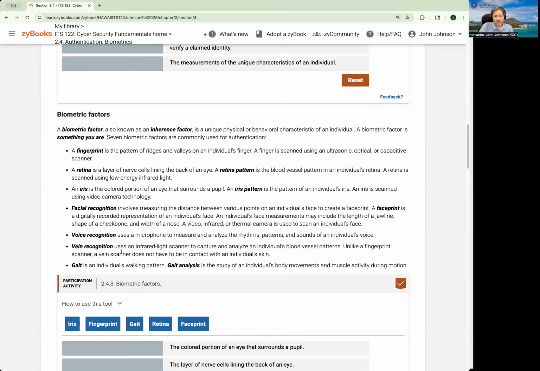So we also have iris scanning. So iris is the colored portion of an eye that surrounds your pupil. So an iris pattern is the pattern of an individual's iris. So an iris is scanned using video camera technology.